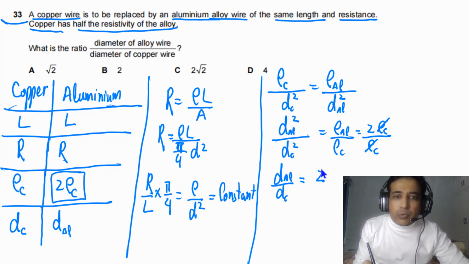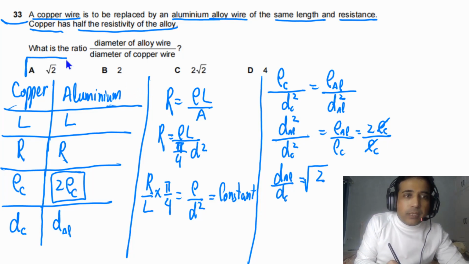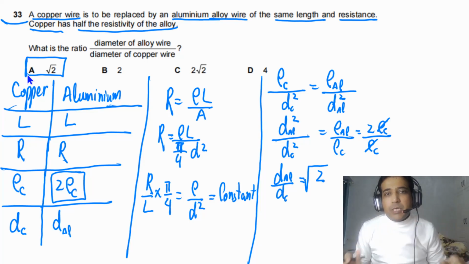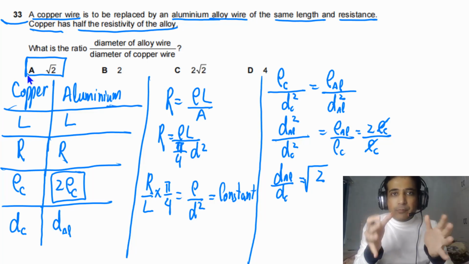So if we take the square root on both sides, we will get DAL over DC equals root 2, and this is our final answer. So we have taken the square root on both sides, so we got this final answer. So the answer for this question has to be A. And this is how you can approach this type of problem. A beautiful way, and you can avoid some kind of trivial mistake if you follow these steps.